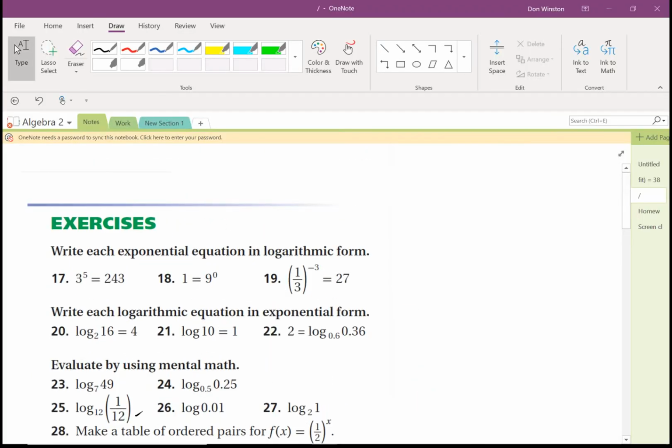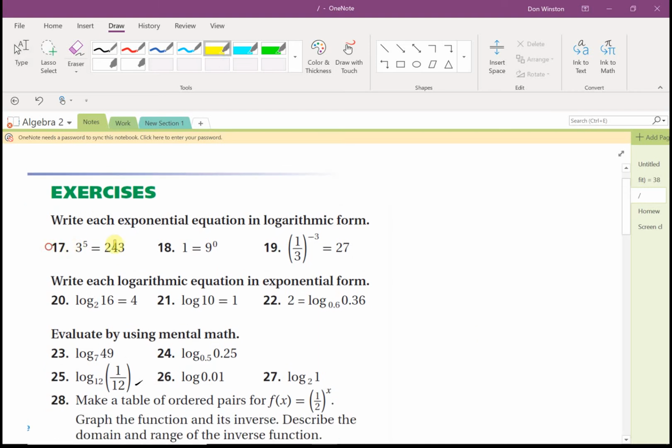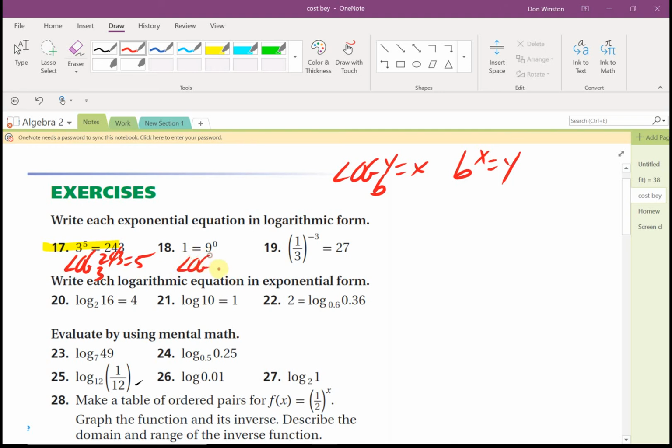Okay, I'll go over the first part of the review we did in class today, and then I'll post the second part. So number 17, we had to write the exponential equation in log form. So again, you just recall log base b of y equals x means b raised to the x is equal to y. Okay, so this will be log base 3 of 243 equals 5. Number 18, my base is 9, so that would be log base 9 of 1 equals 0. And number 19, my base is 1/3, so log base 1/3 of 27 equals negative 3.